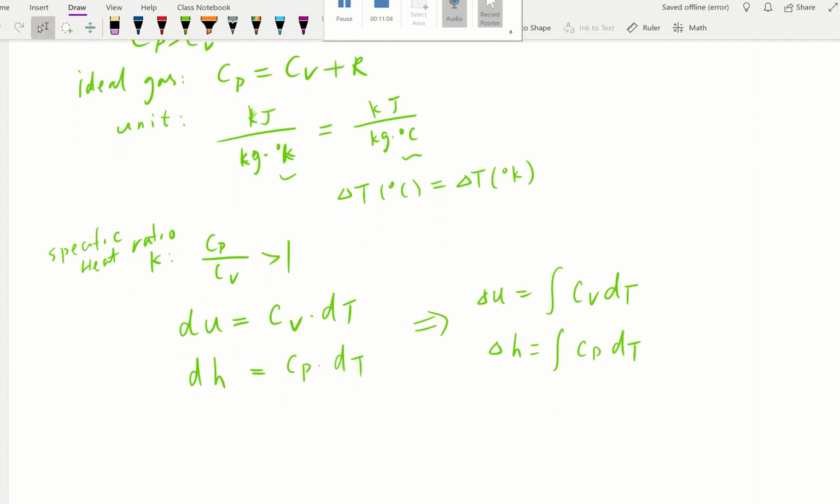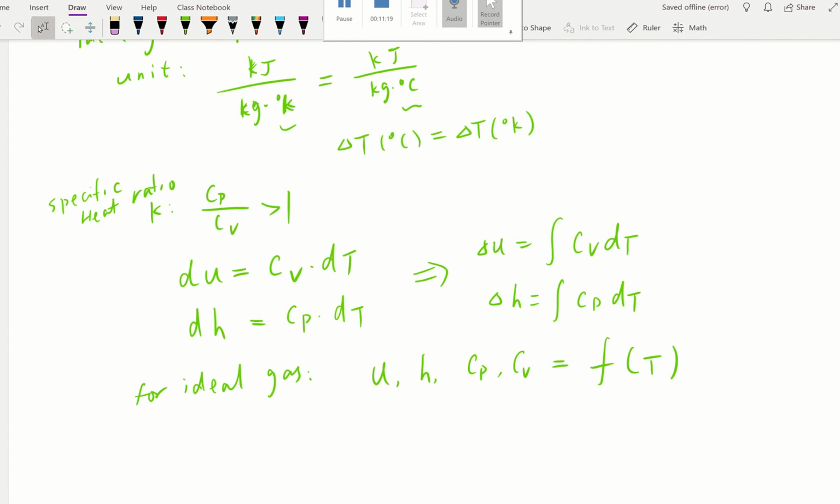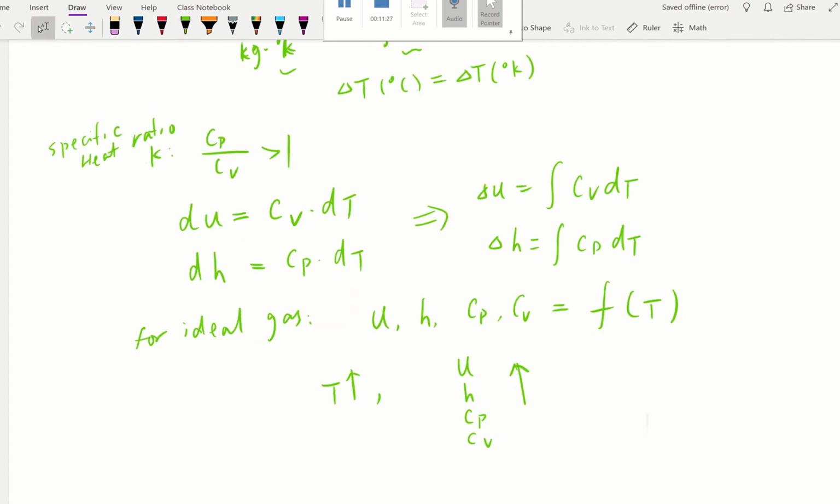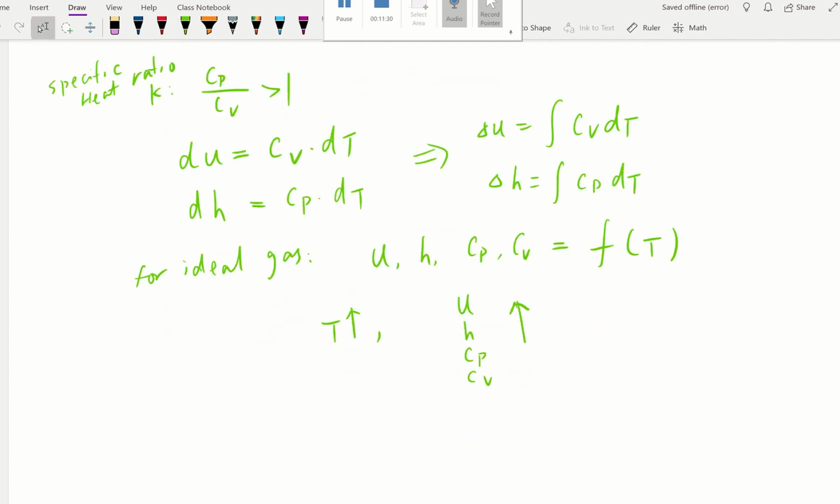Another concept to quickly recap is for ideal gas. U, H, Cp, Cv are all functions of temperature. In other words, when temperature increases, U, H, Cp, Cv increase, right? So I'm going to give you one quick example. If it is an isothermal process, we know it's going to be what? Constant temperature.